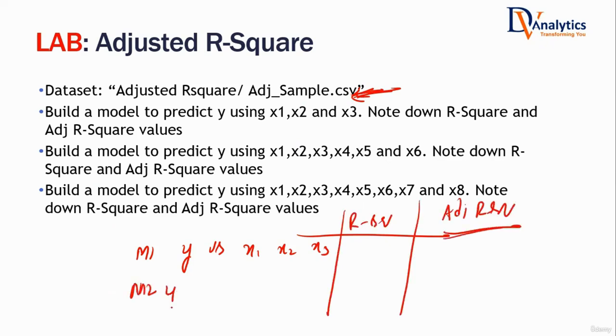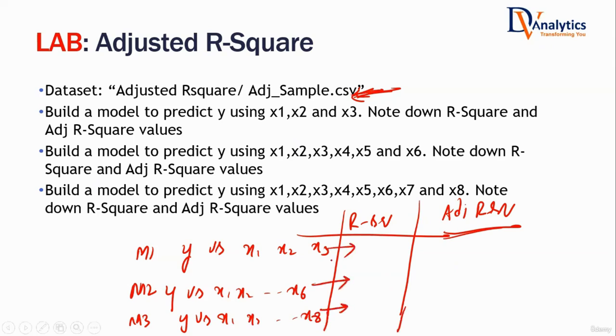Build model M2, which is Y versus X1, X2, and so on up to X6 variables. Look at R square, look at adjusted R square. Model M3, Y versus X1, X2, and so on, 8 variables. What is R square? What is adjusted R square? So tell me these values for models M1, M2, M3. Give them to me in the chat window. Then I'll explain the concept of adjusted R square.